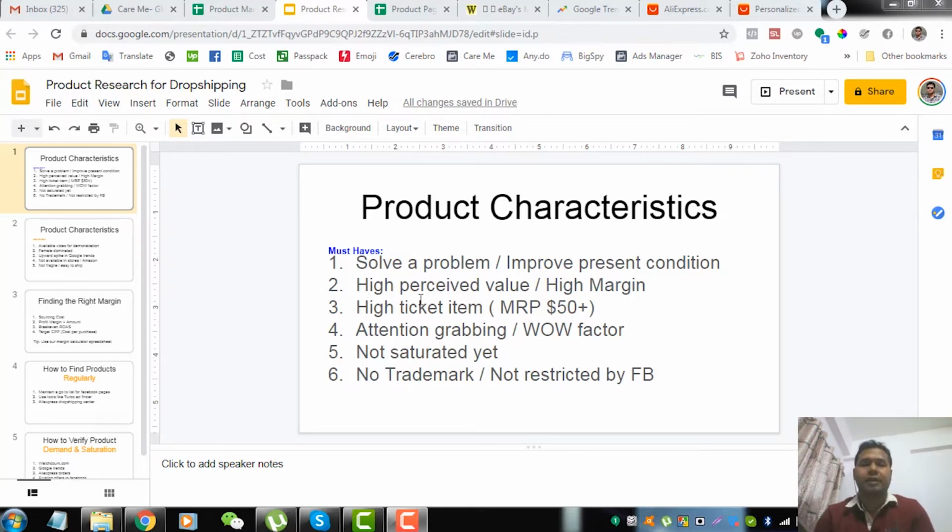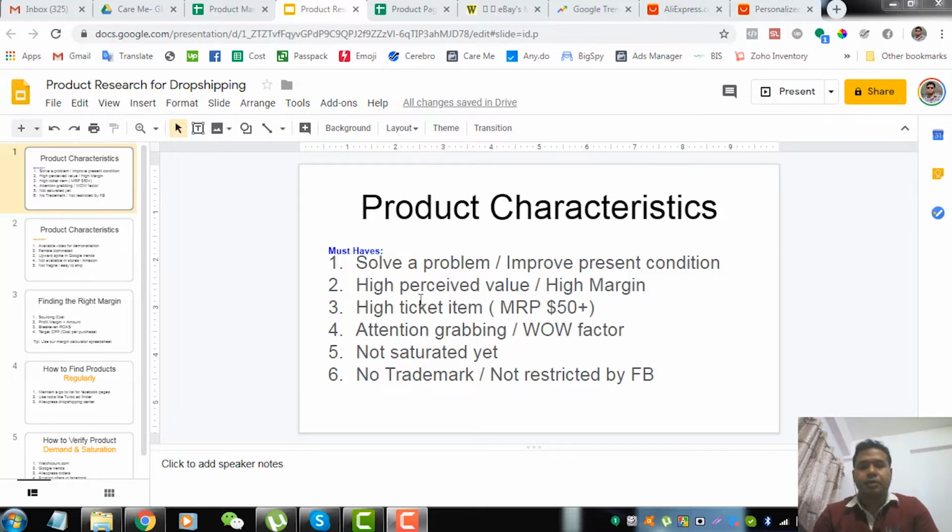Definitely we prefer that it should be around $50 or more at MRP. So even though you might find a product for $7-10, if you feel that this product can sell for $50 or more, then definitely that's another characteristic of the product.